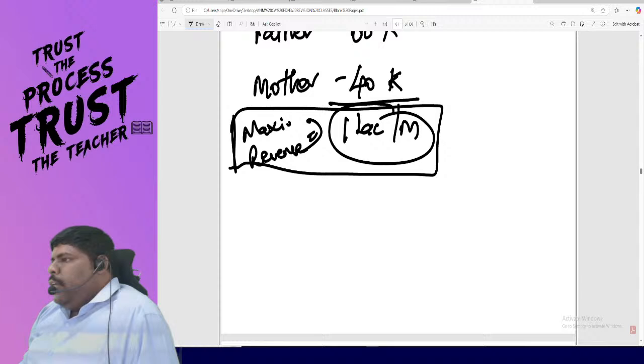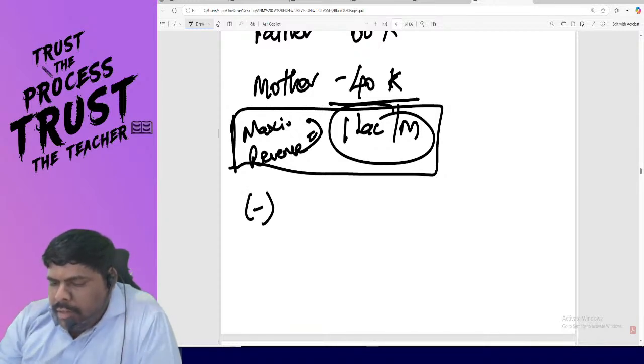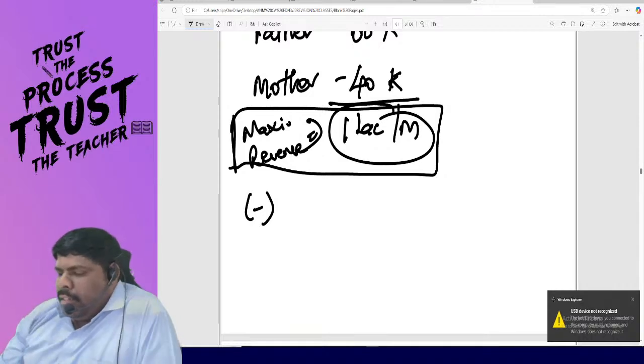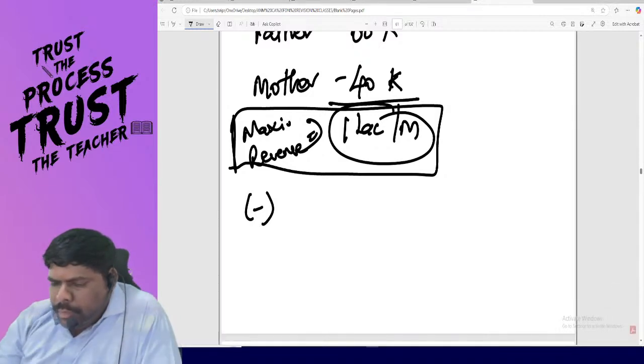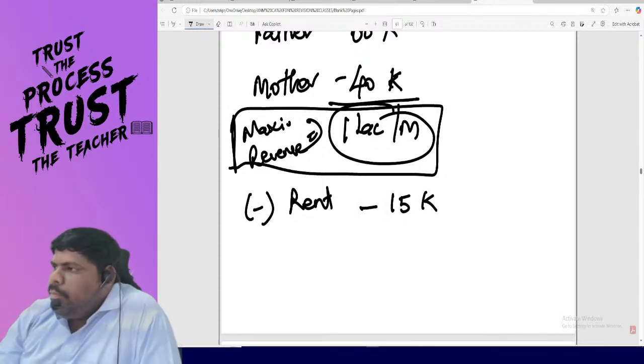Based on this, will they keep the amount with them, or are they earning this amount for the entire family? They used to spend this amount for your own family's benefit. What will be the major examples for each and every month? Expense. First one will be rent. We'll assume it as some 15k. Okay, see, rent is inclusive of electricity.